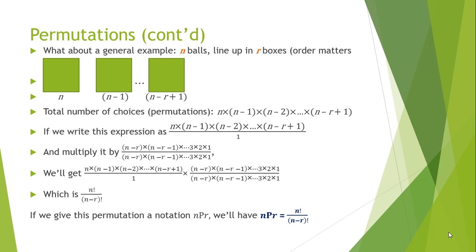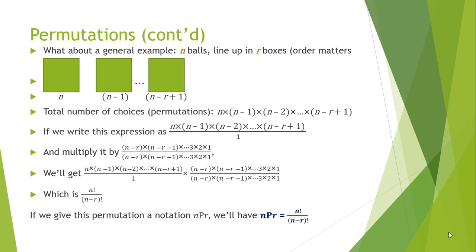Well, a lot of students are being confused here. They say, why not n minus r? Well, think about a choice here. So let's say we have 3 balls and we want to line them up in 2 boxes. In this case, our n is 3 and r is 2.